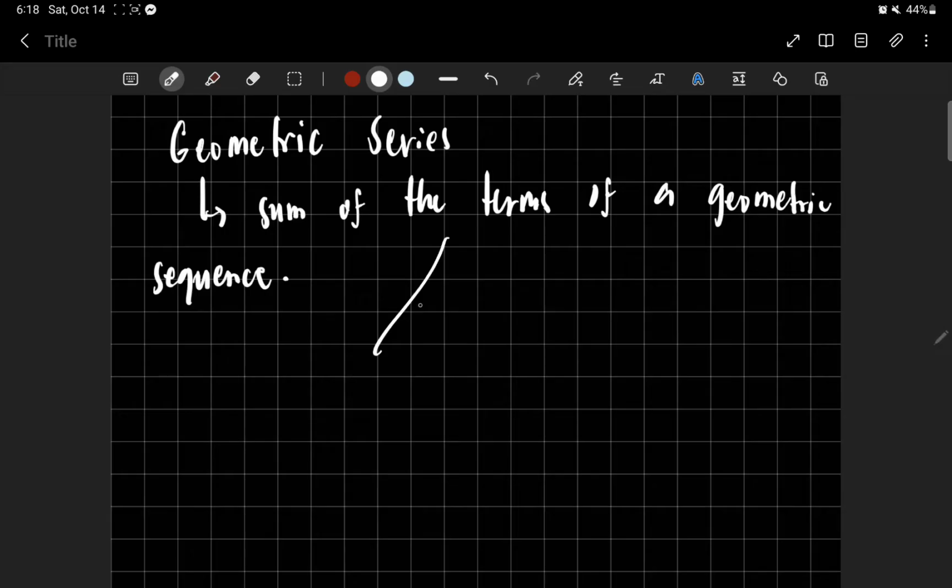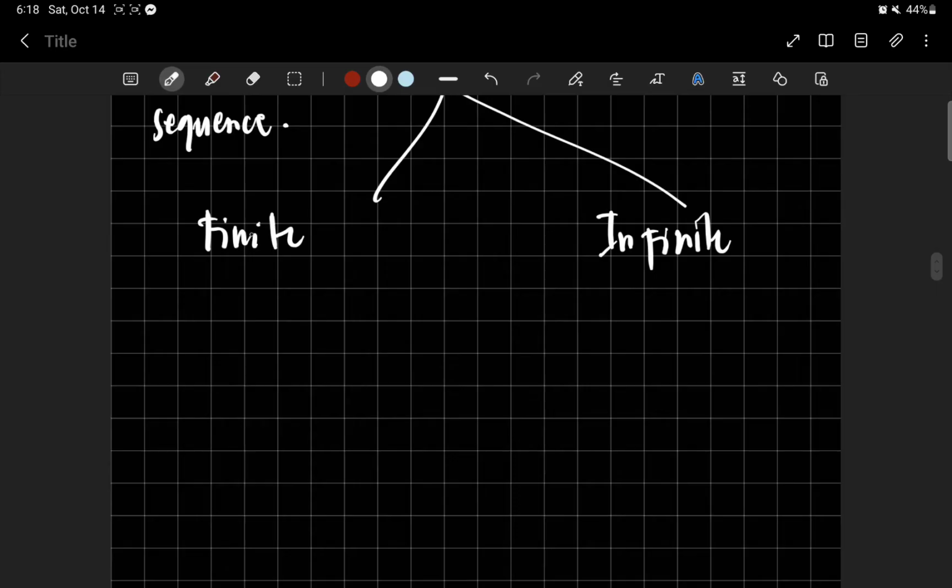So we have two classification of a geometric series. The first one is the finite geometric series, and the second one is the infinite geometric series. Okay, so sa finite geometric series, these are the sum of a geometric sequence wherein we have a finite number of terms. So ibig sabihin, given yung last term natin dito sa finite geometric sequence, kumbaga meron lang hangganan kung hanggang saan lang yung kukunin natin ng sum ng ating geometric sequence.